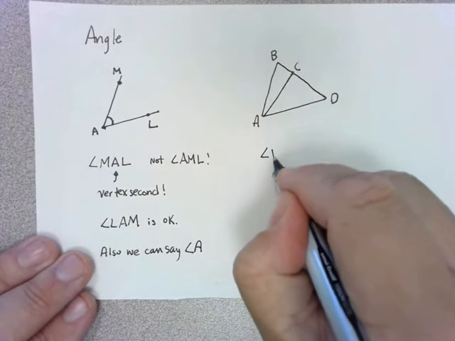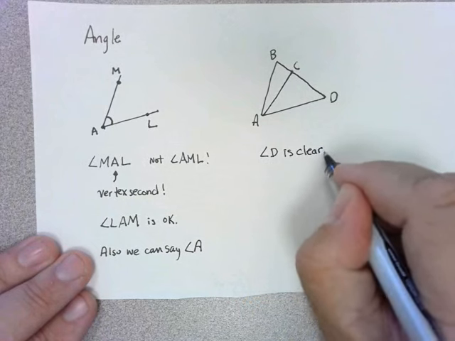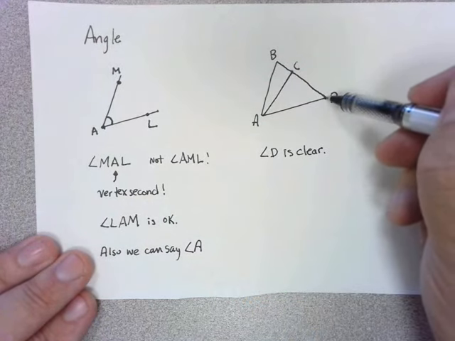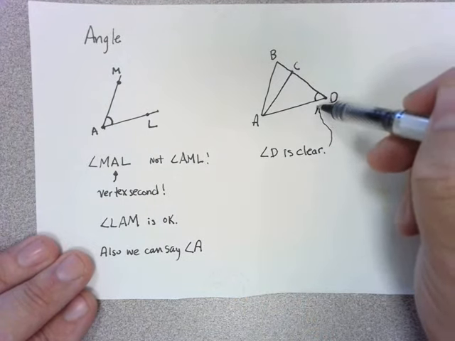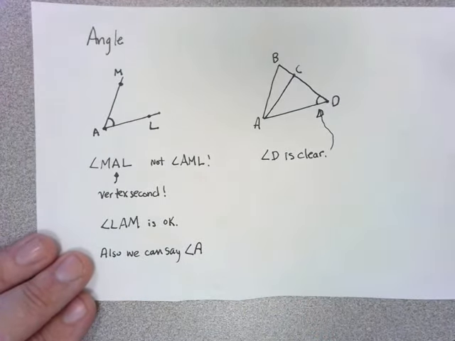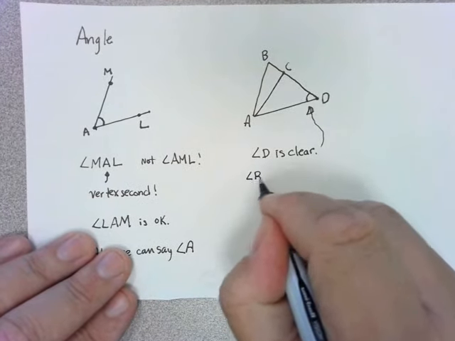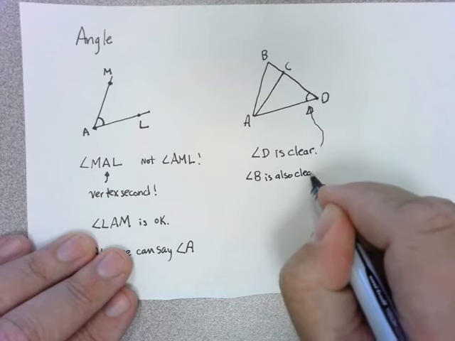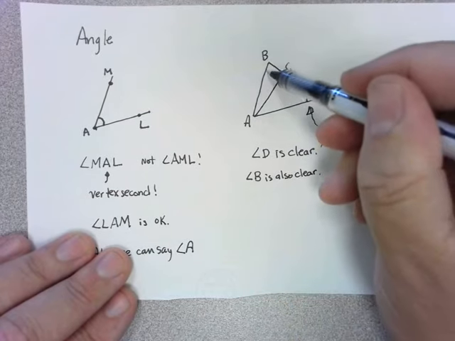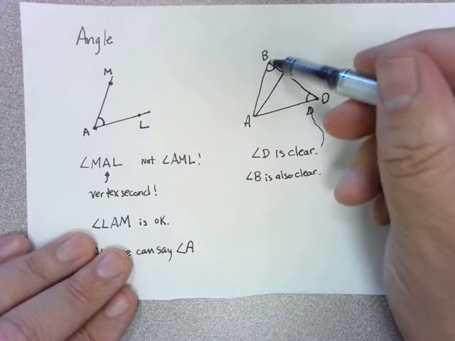So in this other picture here, I've drawn this triangle, and I have some other things. So angle D is clear. If I talk about angle D, that's the angle over here with vertex D, and I would be talking about this angle. That would be okay in this picture to say angle D. It would also be okay to say angle B. That's clear. There's only one angle with vertex B, and that's this angle right here.